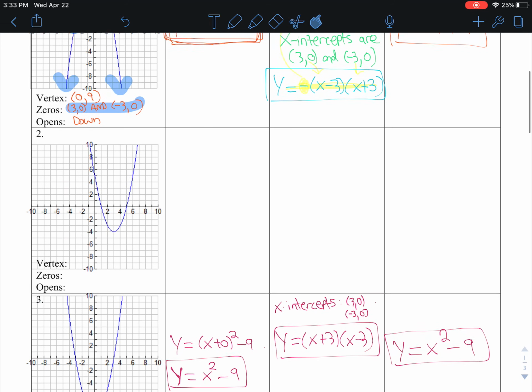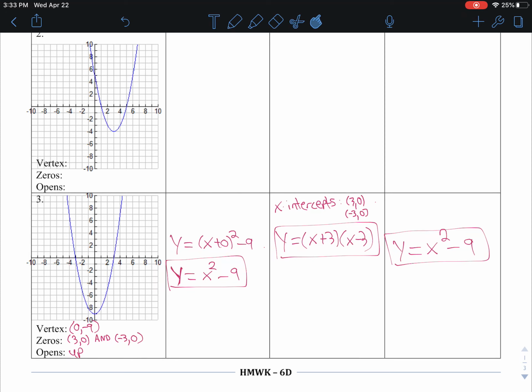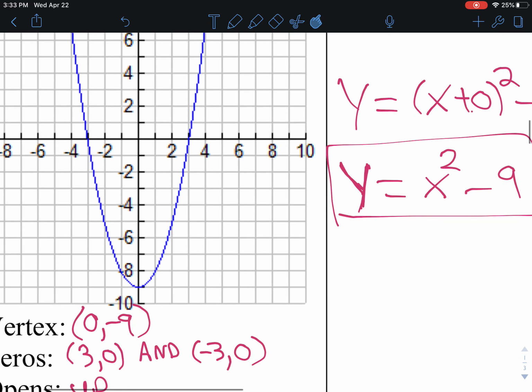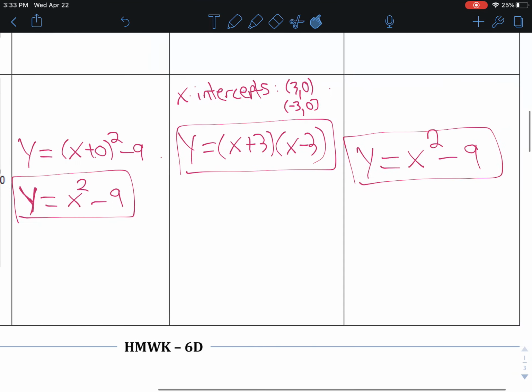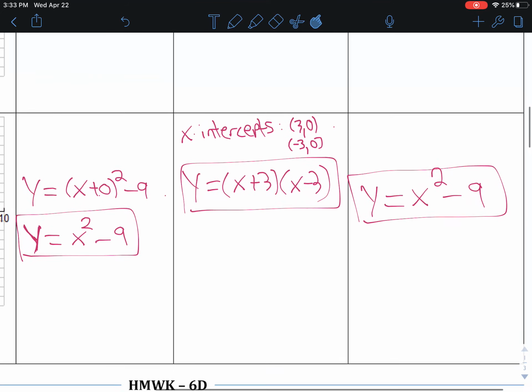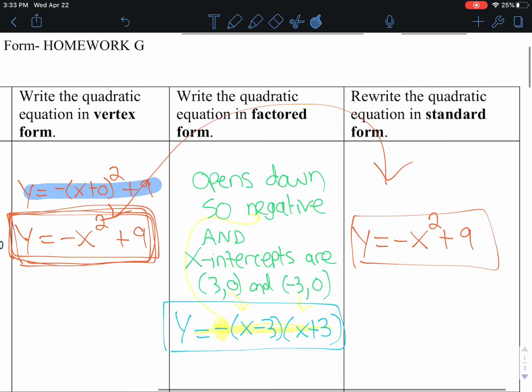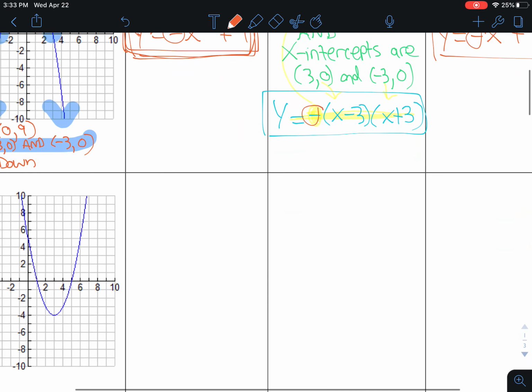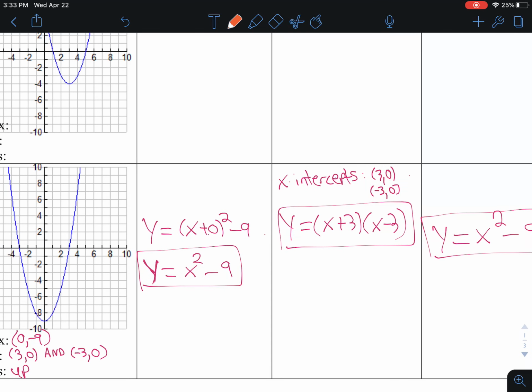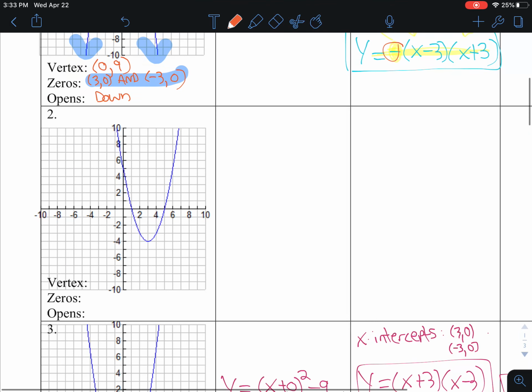3 is very similar, but instead of opening down, it's opening up. My vertex now is down 9 instead of up 9. It's still on the y-axis. My zeros are 3, 0 and negative 3, 0. Everything is basically the same as number 1, but notice what's not in front of my x's or my parentheses. There's no negative. So really the only biggest difference between 1 and 3 is the negatives. It's negative in number 1 because it's opening down. It's not negative here because it's opening up. So you just leave it alone and let it be 1 in front of x squared, or you don't put anything there. Anyways, I'm going to go ahead and do number 2.